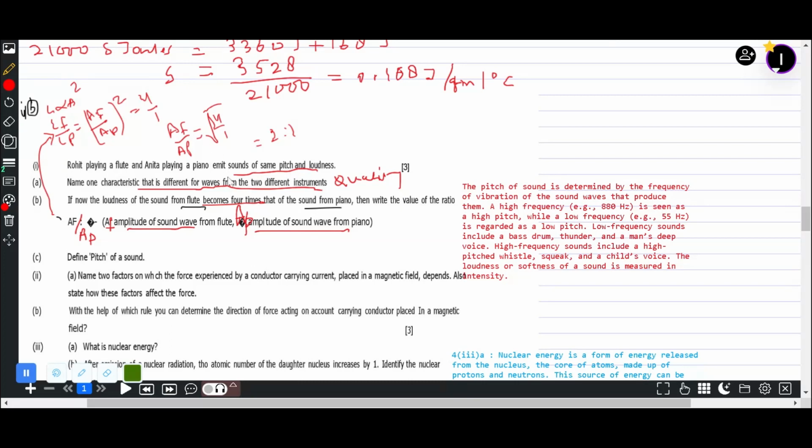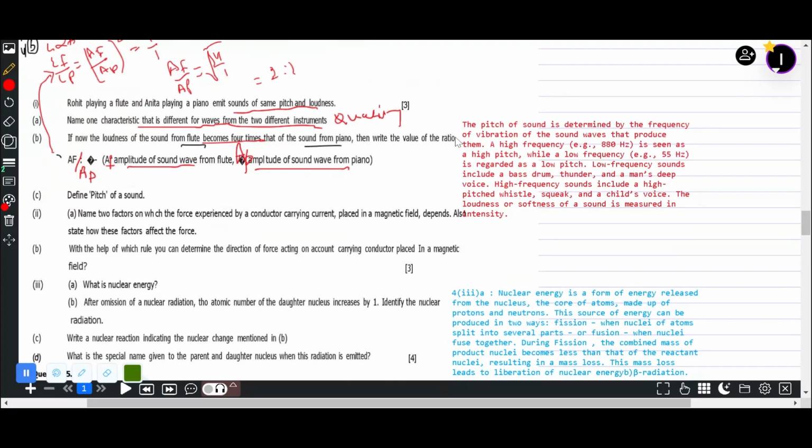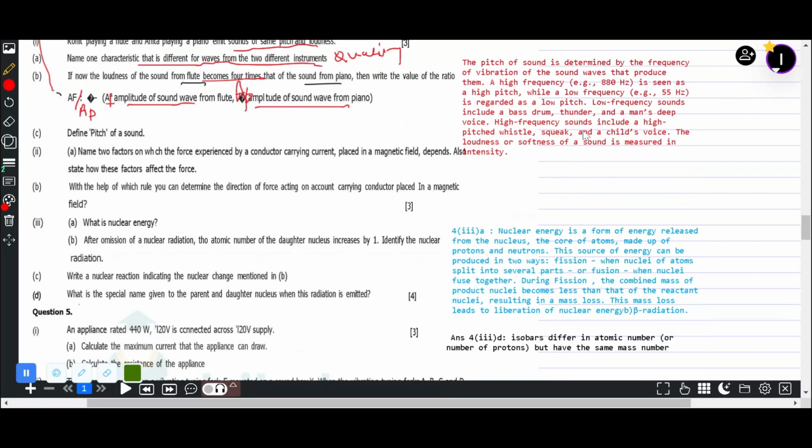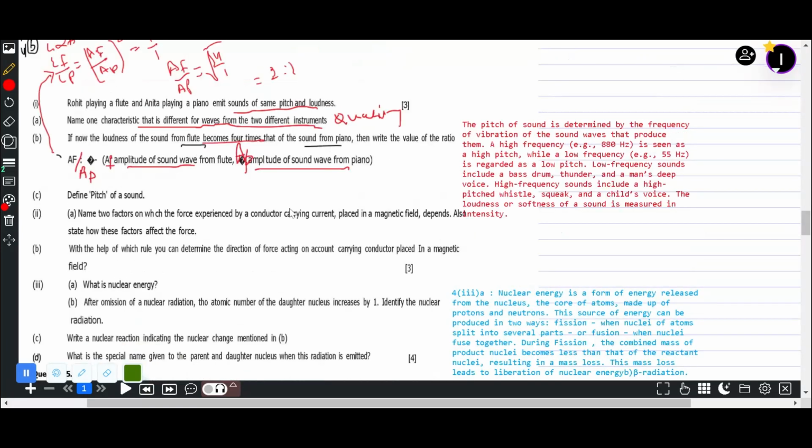Now next one, what is the defined pitch of a sound? Now we know, here I have pasted that answer. Pitch of a sound is determined by the frequency of vibration of the sound wave that produces them. So high frequency, for example 880 Hz is seen as a high pitch, while a low frequency, for example 55 Hz is regarded as a low pitch sound. Low pitch, low frequency sound includes a bass drum, thunder and a man's deep voice. High frequency sounds include a high pitched whistle, squeak and a child's voice. The loudness or softness of a sound is measured in intensity. So that is my response to question number C, pitch of a sound.